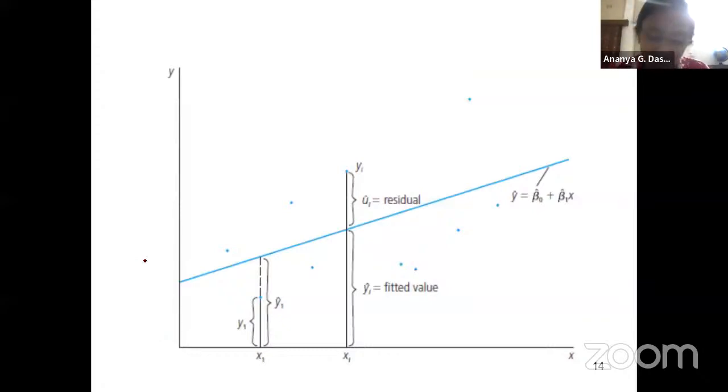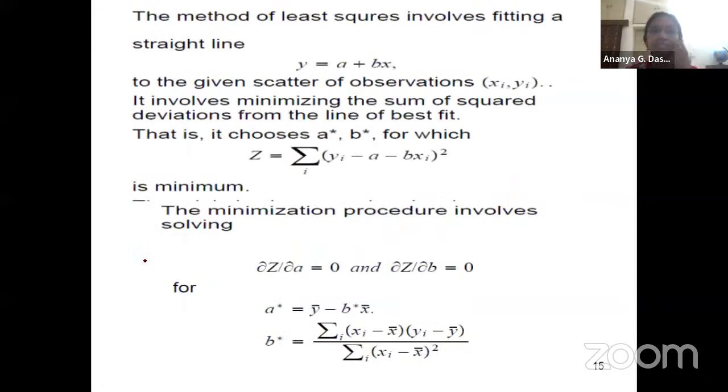So I'll come back to this diagram, but let's just see what the methodology involves. The method of least squares involves fitting a straight line of this kind, y is equal to a plus bx, to a given scatter of observations.